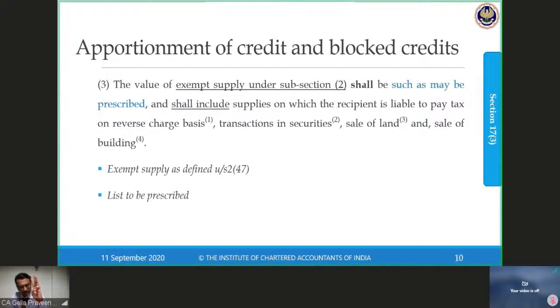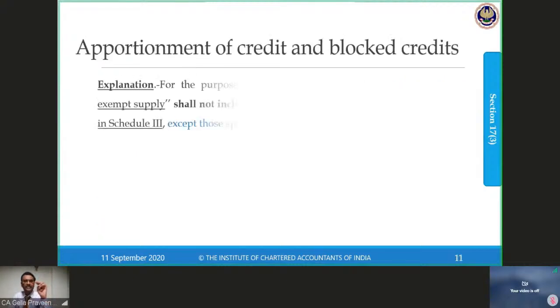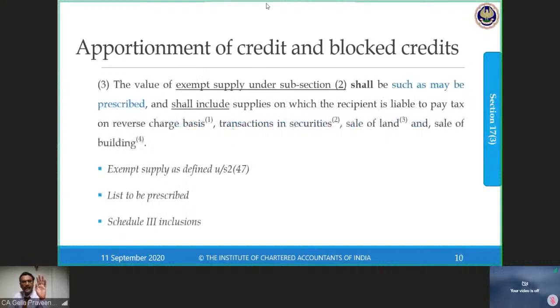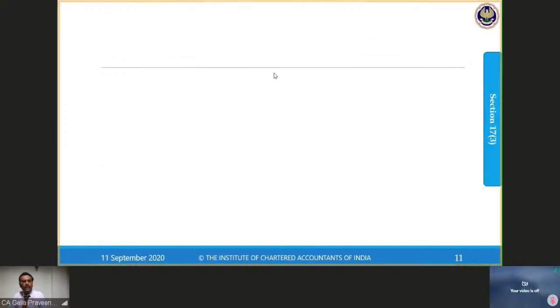If there is a list, that is to be added. Third, your Schedule 3, there are a couple of transactions. My transaction in land is covered under Schedule 3, but still it is added back for the purpose of this definition. This is my 17.3. Hope you have cleared what I have to add in my 17.3.